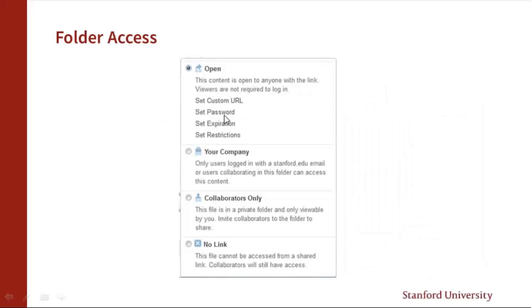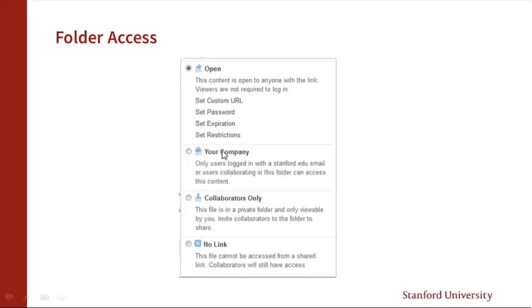Set password, self-explanatory. You can set a password for them to access the link. And then expiration, you can set expiration dates for that link. So let's say you want it only to be up till the end of June. After the end of June, that link will not work anymore. And then set restrictions. The only restriction you can set is no download. So that's what set restrictions is.